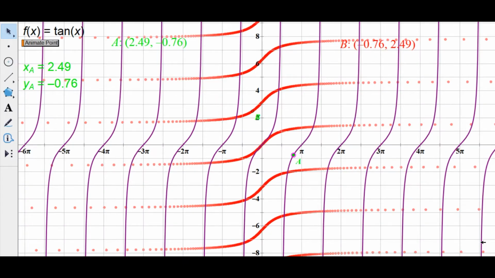Finally, we're going to look at inverse tangent of x here. I went ahead and did the animation because it takes a really long time. So as you can see, the purple graph is our tangent graph. The red dots are representing our inverse tangent. This graph gets quite busy.